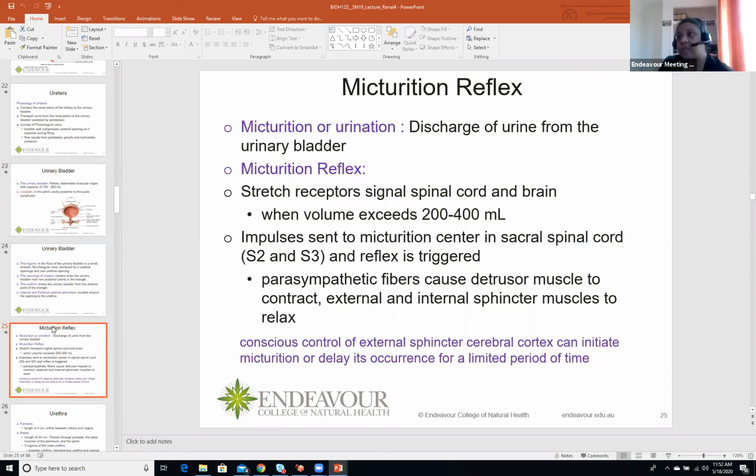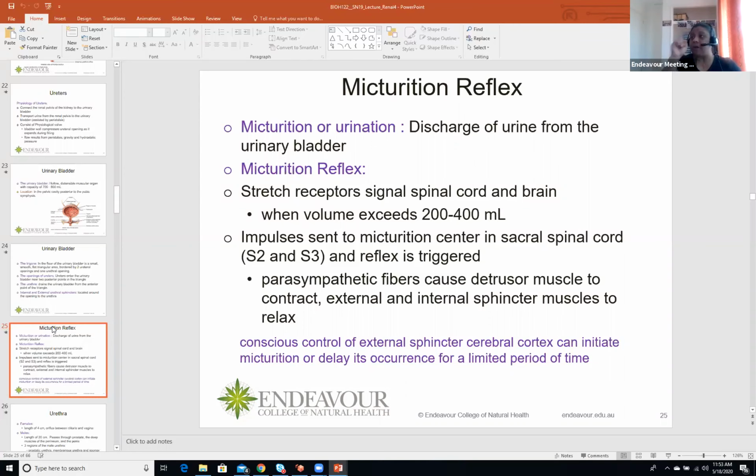Whenever there is a fluid collection in the bladder, particularly urine collection, when it reaches its capacity, the stretching of the bladder muscles, the detrusor muscles, will send a signal through the spinal cord into the brain. That's usually when almost half of the bladder is full, right? This micturition center is located in the sacral segment of the spinal cord, so S2 and S3.